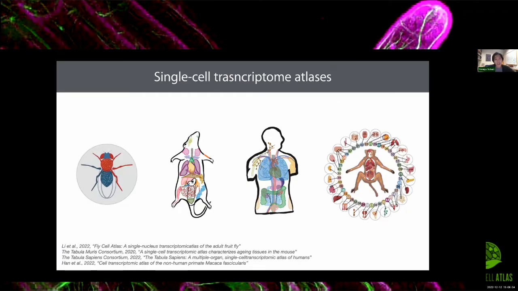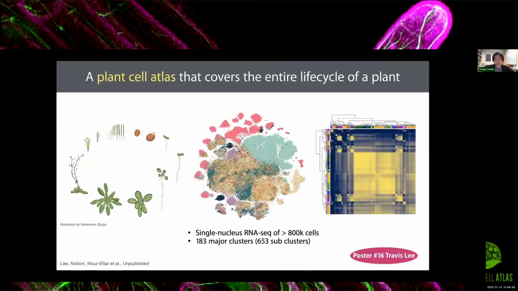And more recently, single cell transcriptomics has been applied to many plant species and different tissues. And like many others, our lab has been putting a lot of effort into generating different kinds of atlases of plants and also mammalian brains. And this is a teaser for a poster presentation tomorrow from my colleague, Travis Lee.